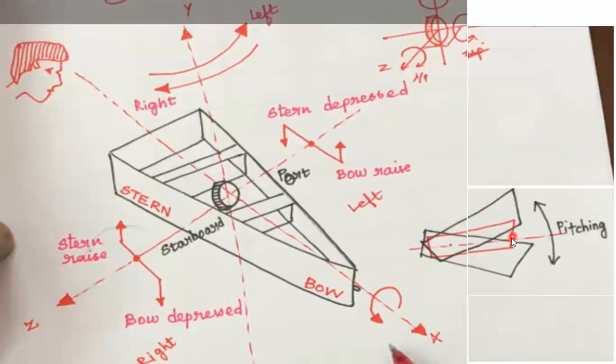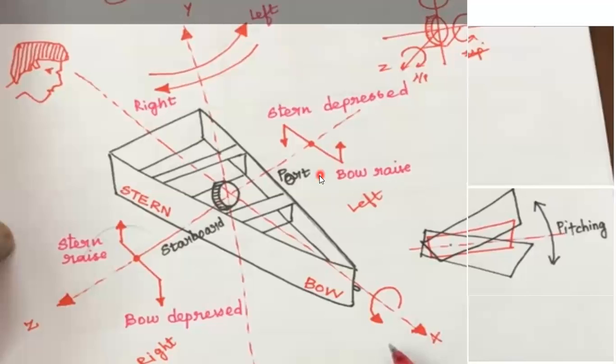If the ship is pitching, if it's rising, it's shown like here. If it's depressing, it's shown like this. So normally, try to imagine a ship moving in a sea. They will be giving a condition like the ship is turning left side or the ship is turning right side. Like that, they will be giving a clear condition for the problem.